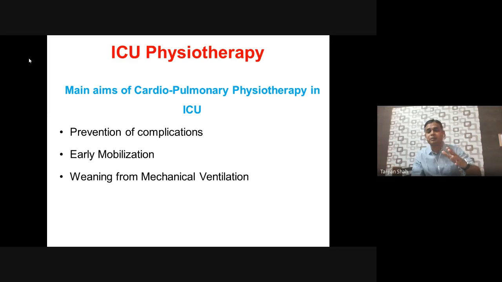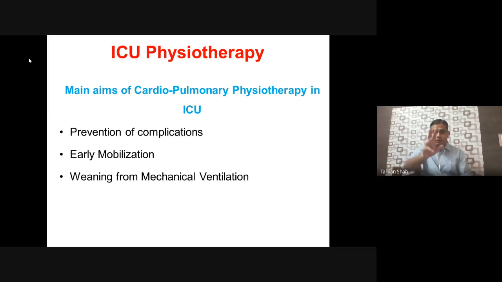So most of the time, you need to rely on the clipboard kept at the bedside, in which all the information is written. Then the file of the patient, and you can communicate with the nursing staff and the other professionals. You can rely exclusively on your examination and assessment findings, and based on that you need to provide the treatment. Now let us come to the exact role of the physiotherapist in the intensive care unit.